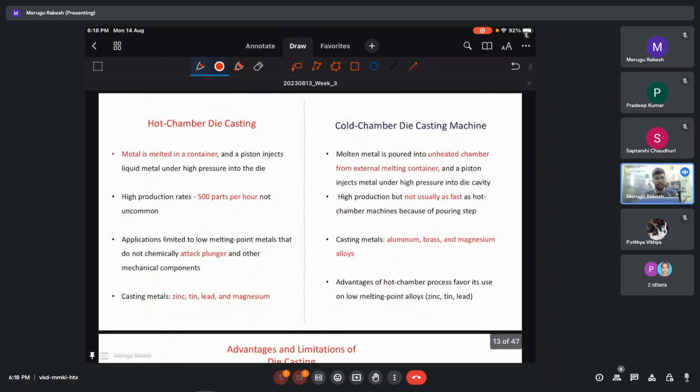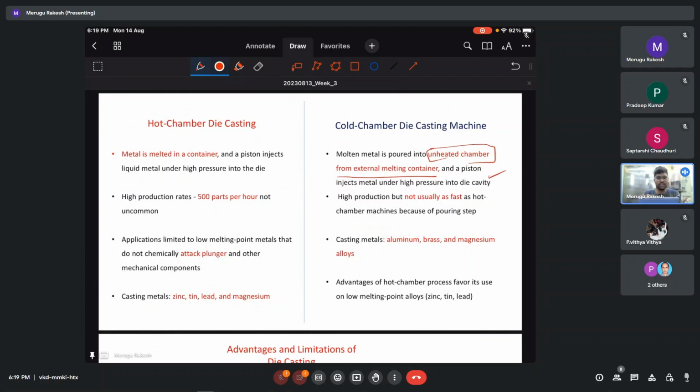So now let us see what is the actual difference between the process. Let us see the differences now. So the basic principle remains the same. Metal is melted in a container and the piston injects the liquid metal under high pressure. But when we come to the cold chamber, molten metal is poured into an unheated chamber. Okay, from an external melting container, and then the piston injects the metal at high pressure into the die cavity.